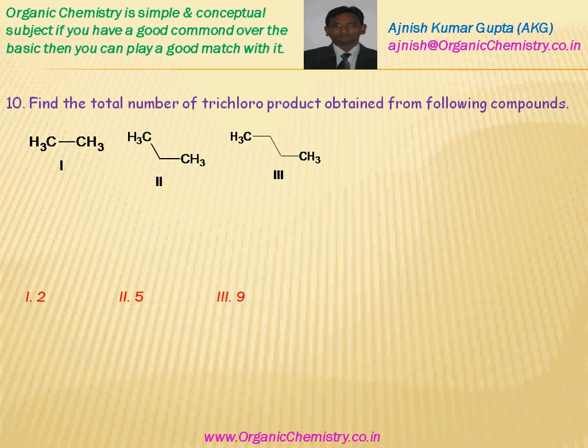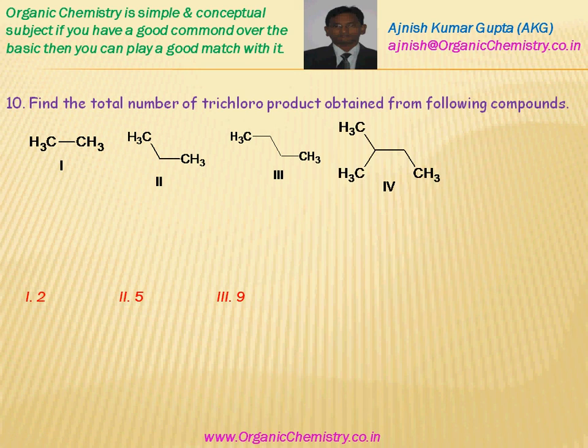In case of butane, answer is 9. This is 1 2 3 and 4. So answer came from 1 1 1, all hydrogen of this position, then replace one hydrogen from this, 1 1 2, 1 1 3, 1 1 4, with 1 2 2, 1 2 3 and 1 2 4, along with 1 3 3 and 2 2 3. So answer is 9.